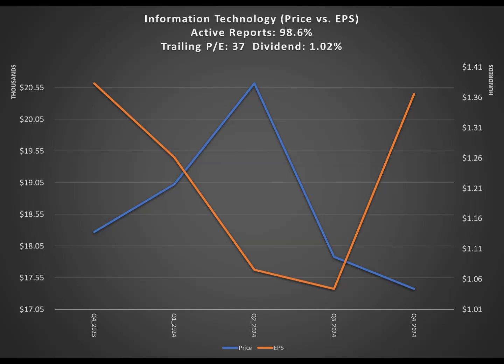Footnotes for the information technology sector. New addition, Workday Incorporated, exchange, NASDAQ, ticker, WDAY, sub-industry, application software.